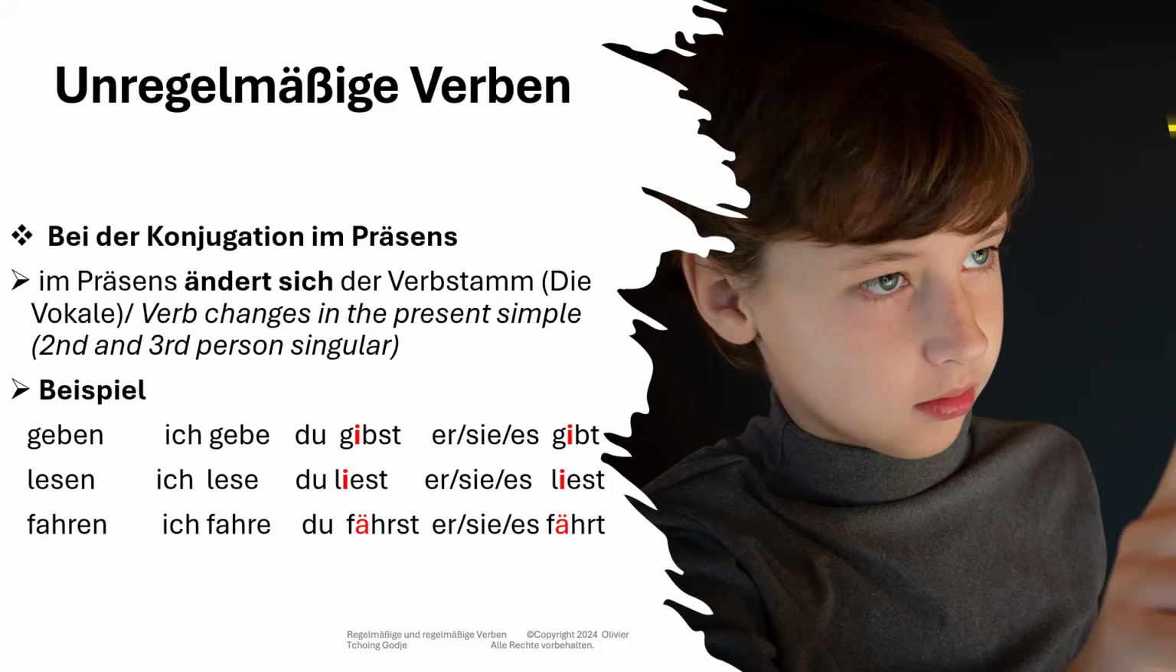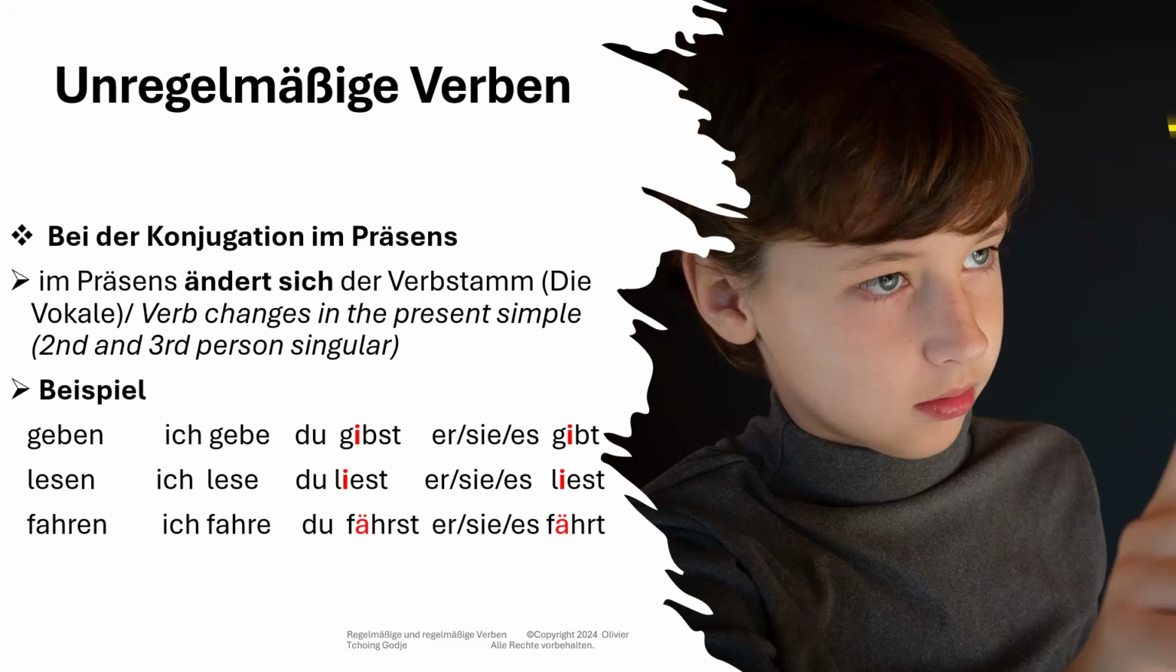In the present simple, the verb stem of irregular verbs usually changes. Like we have the verb geben, which means to give in infinitive form. You will notice that in the second and third person singular, the vowel usually changes. Like we have ich gebe, du gibst, sie oder es gibt.